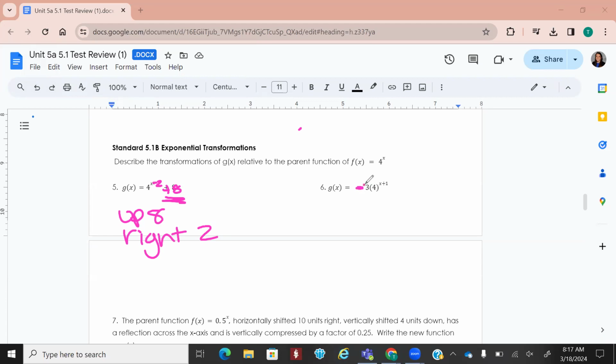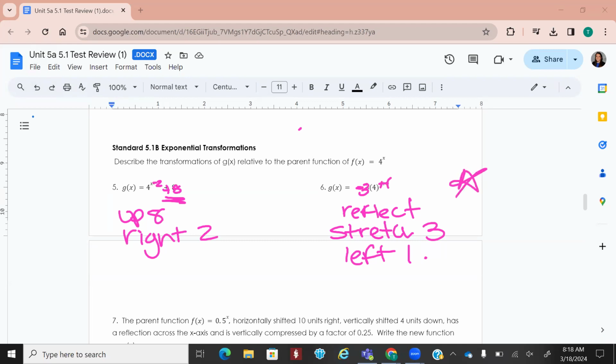That -3 out front, the negative means we're going to reflect. The 3 means that we're going to stretch. The +1 means we're going to move to the left 1. So on your mastery check tomorrow, this is one of the questions. It literally asks, what's the transformation? Questions on that? That's one of your questions.